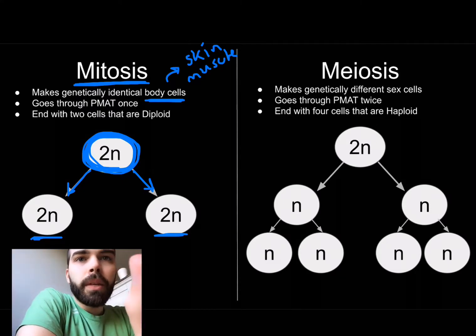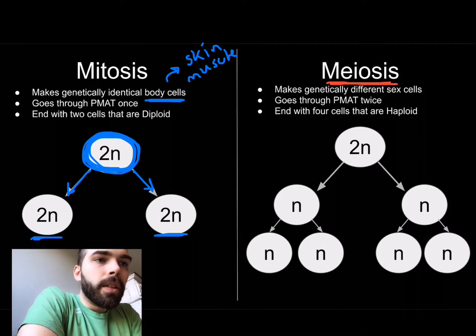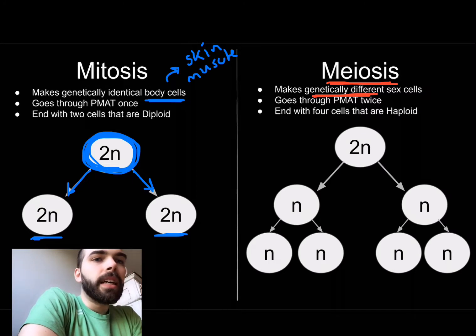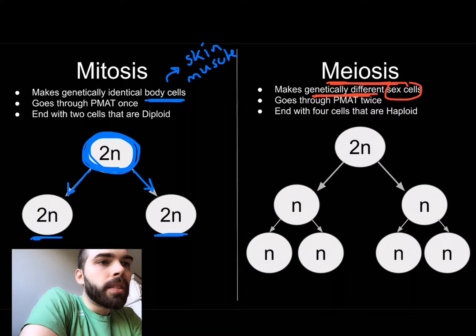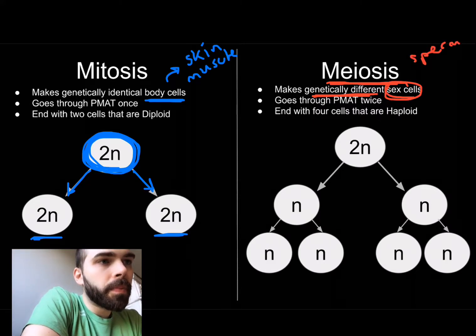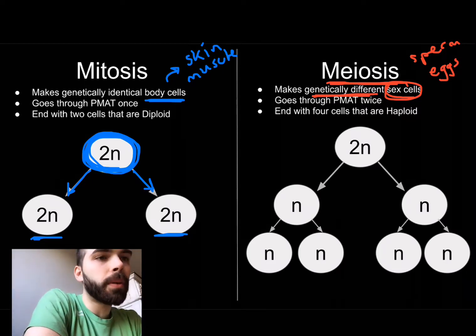Contrast that with meiosis. So in meiosis, you make genetically different, not identical cells. They should be genetically different cells. These cells that get made are sex cells. So that would be things like sperm and eggs. Specifically, sex cells get made in meiosis. Okay, meiosis only makes the sex cells, sperm and eggs.